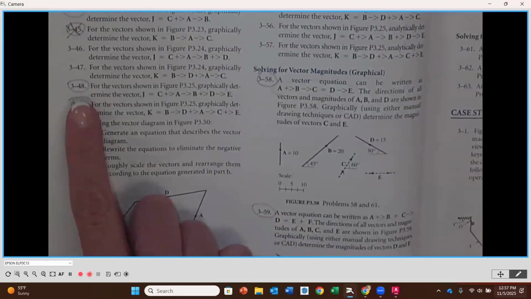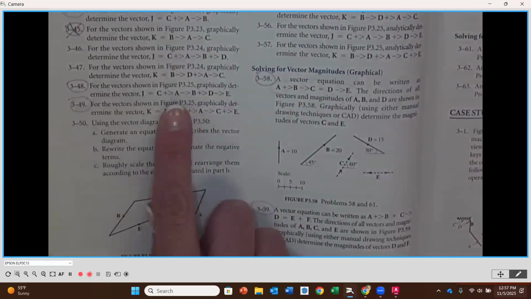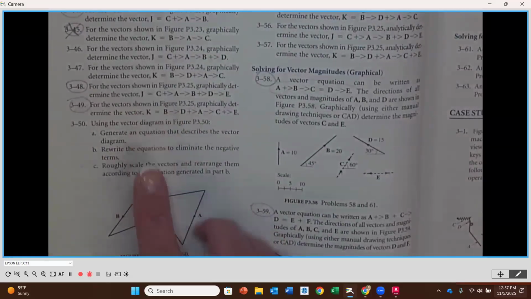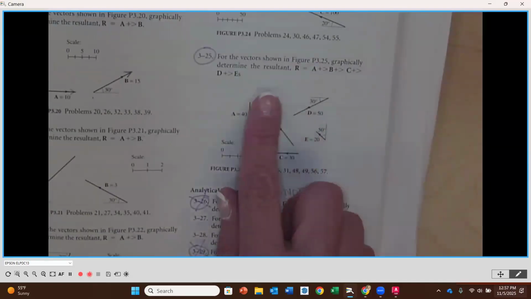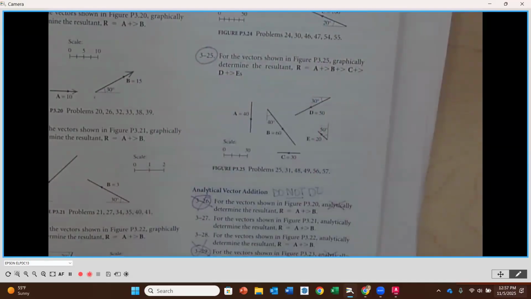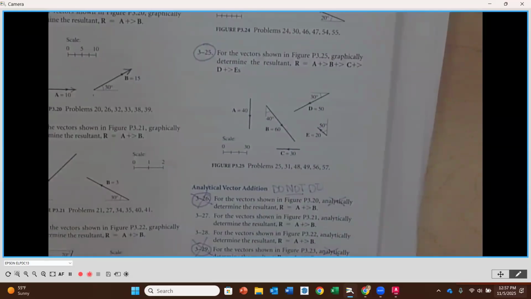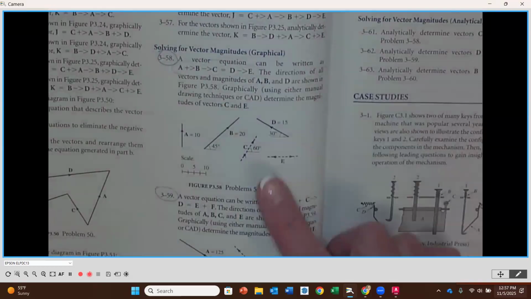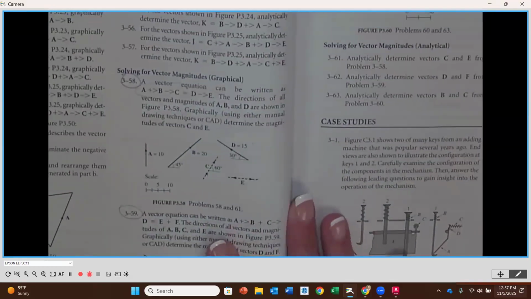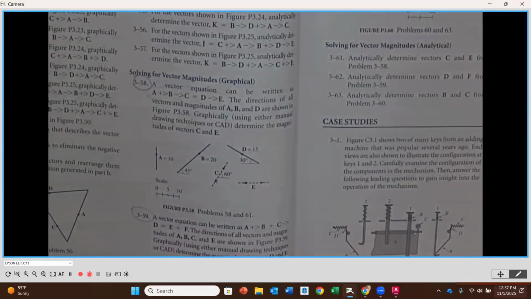Then the second to last 2 that you're going to be doing are going to be 48 and 49. You're going to be using the vectors to solve for J and K from 325. Okay, so vectors, additions, and subtractions in these first problems. The last 2 problems that you have assigned are going to be numbers 58 and 59. 58 and 59 are going to be those vector equations like we did in our last 2 examples.